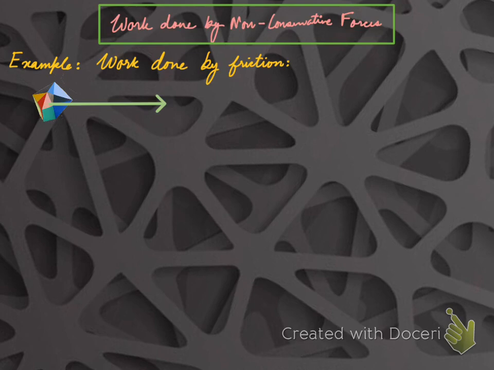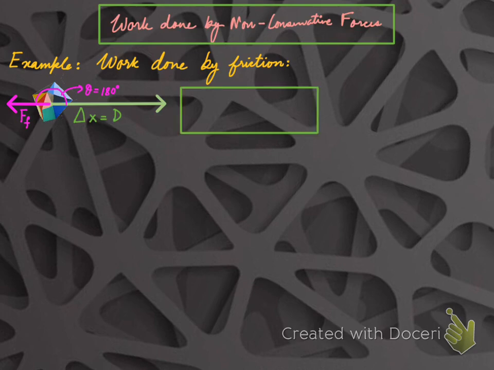So we've got another painted block, and this painted block is going to be displaced to the right, and there's a force of friction acting on it, which is opposite the direction of its motion. And we can see that the angle between the direction of the displacement, the green arrow, and the force of friction is 180 degrees. Now we're going to say that delta x is equal to capital D.